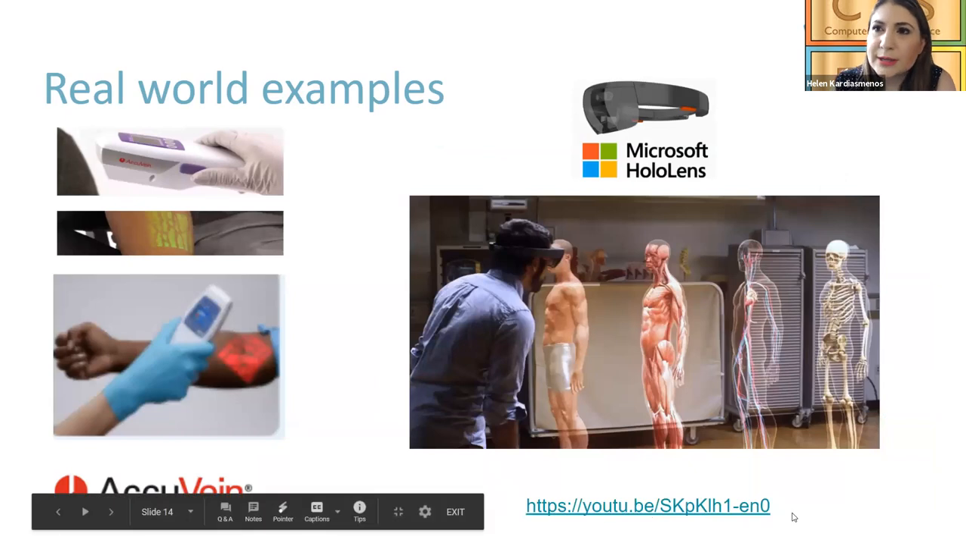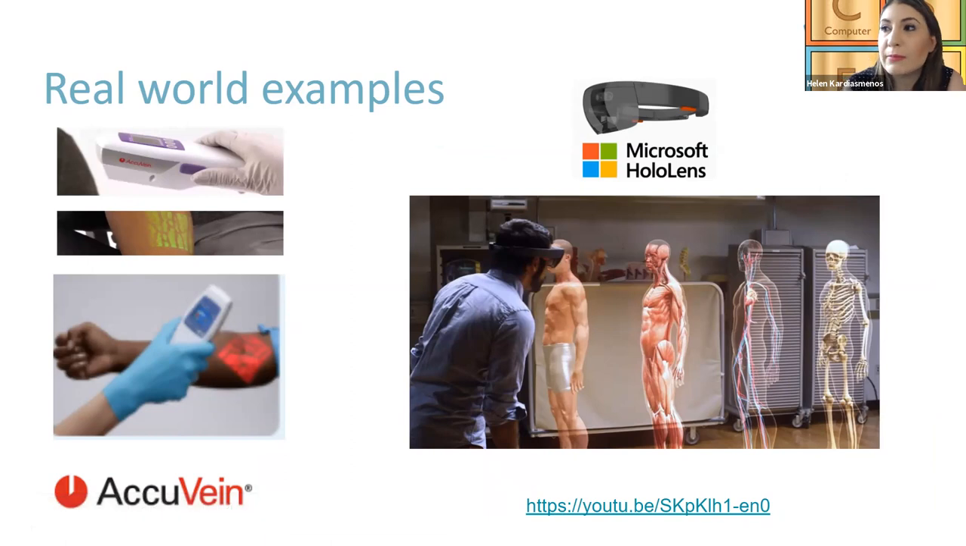Some other really good examples are how AR and VR are used in healthcare, particularly for doctor education or healthcare workers. So we've got two examples here. The first one is a tool called AccuVein. And AccuVein uses projection-based VR technology to create almost like a laser that scans over the skin and allows healthcare workers to be able to identify the location of veins, the flow of blood, etc.